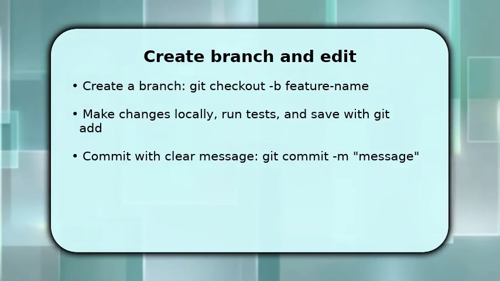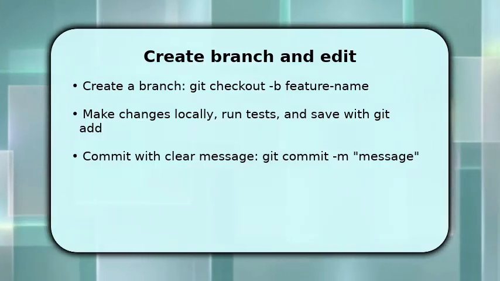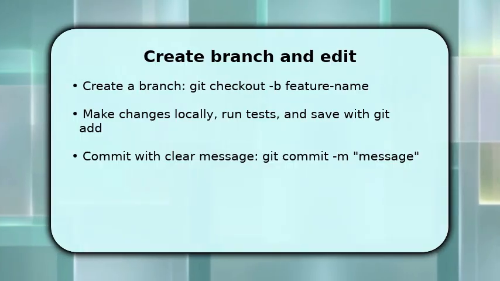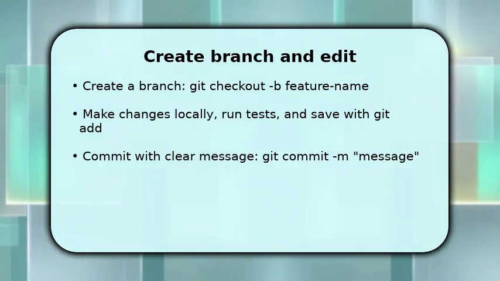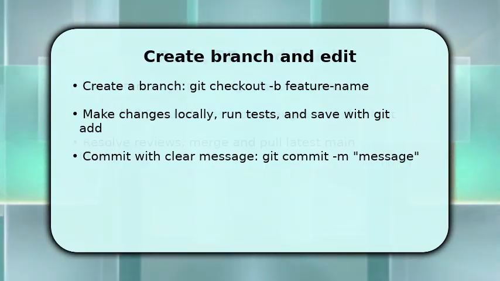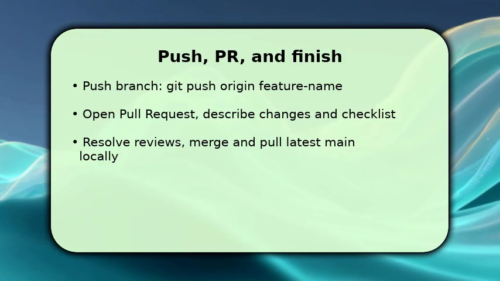When ready, stage your changes with git add <paths> and commit with a concise message explaining the why. Make sure to run git status and git diff to review what will be pushed. This keeps history clear and reviewers informed. Push your branch to GitHub with git push origin <feature-name> so others can review.